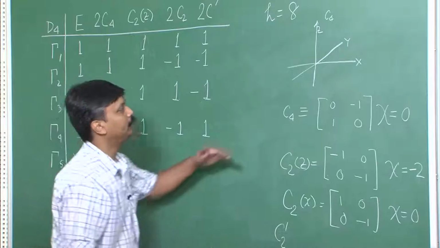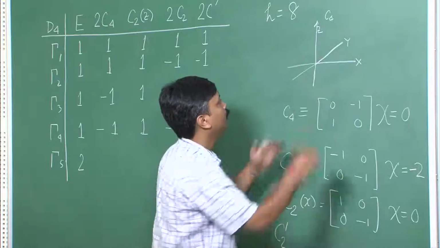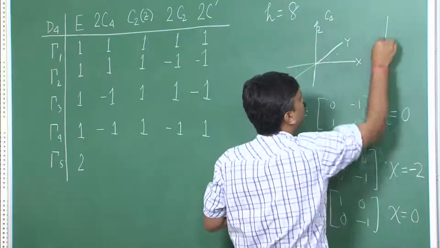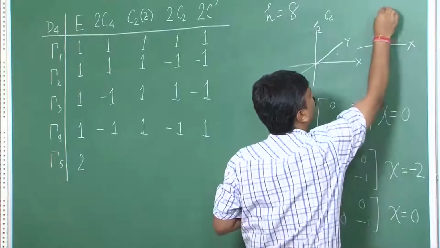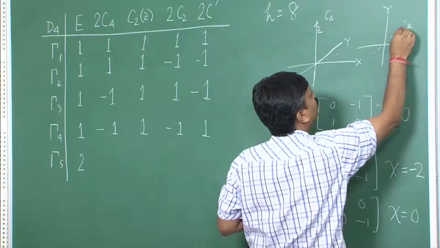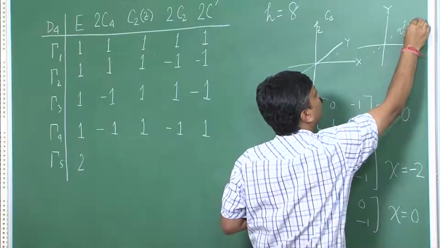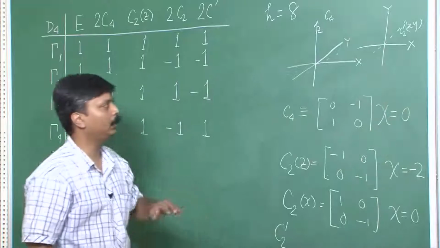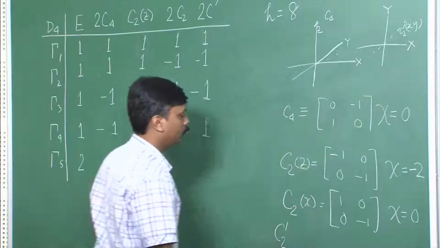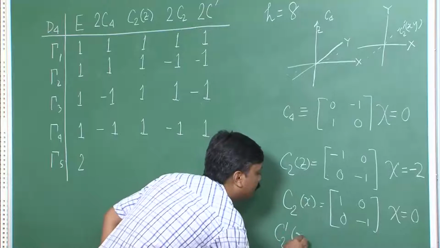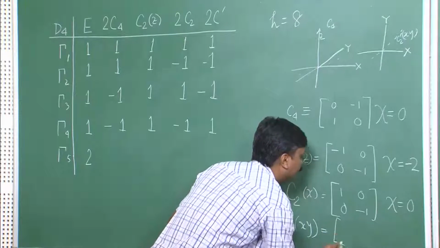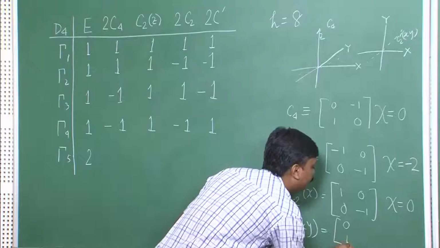All right. And for C2 prime, if I take C2 prime as C2 xy, and if I redraw this one without this z, so if I have x and y, and I call this C2 prime xy, then what will it do? It will transform x into y and y into x, correct? So, C2 prime xy will transform x into y and y into x, correct?